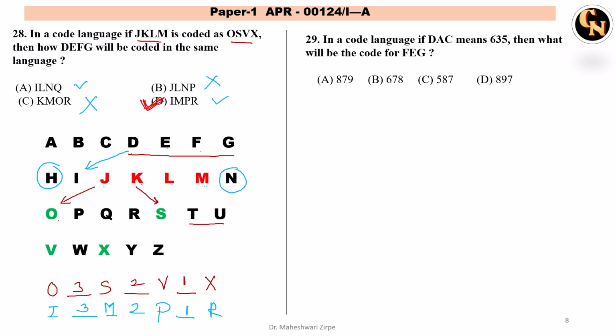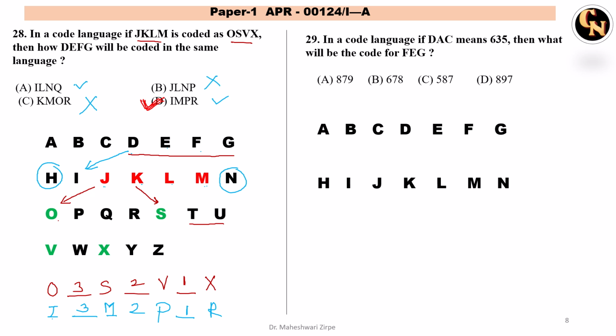Now let us see the next one. In the code language, DAC means 635. Now again you have to write alphabets ABCD. I have shown it on the screen, ABCD. Now what does D indicate? D indicates 6. Let me write here.